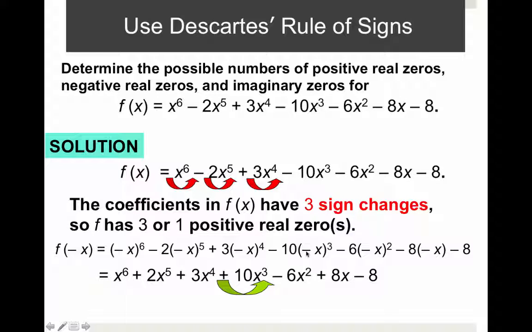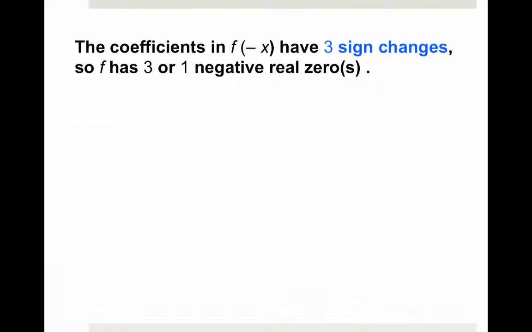So now we're going to see when the signs change for this one. So it changes from the 10x cubed to the negative 6x cubed. Then it changes from here to here and here to here. So this time it changes 3 times. And what this means is that there's a possibility of 3 negative zeros, okay, or 1 negative zero.